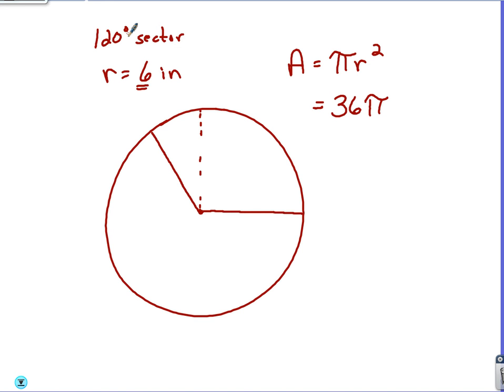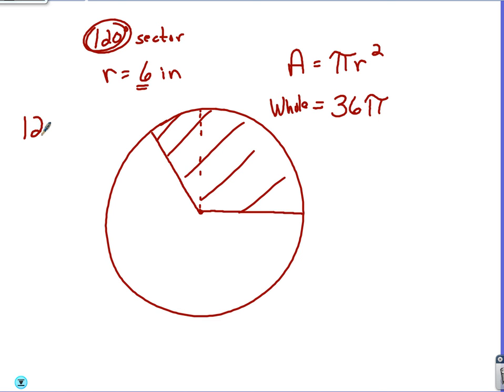Next step is you're going to ask yourself, this is the whole thing. This is the whole area. But I need to know what fractional portion am I finding? How many total degrees are in the circle? 360. And I'm only looking for the area of this 120 degree sector. So I'm looking for the area of the 120 out of 360 degree sector. Again, this is 120 degrees out of the whole 360. So what you're now going to do is take this area and multiply it by this fractional part because I want this fractional part of the whole area.